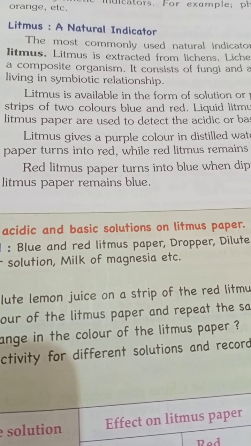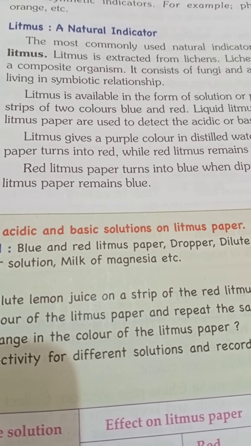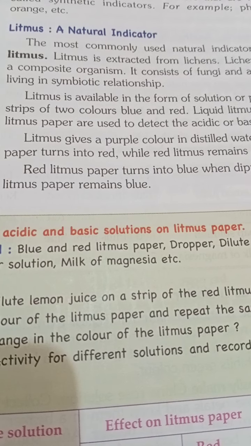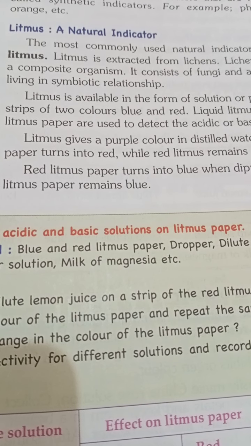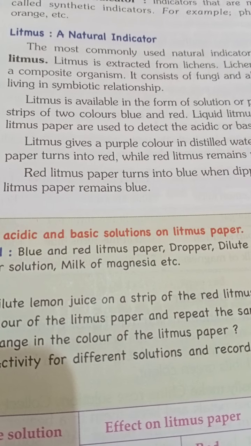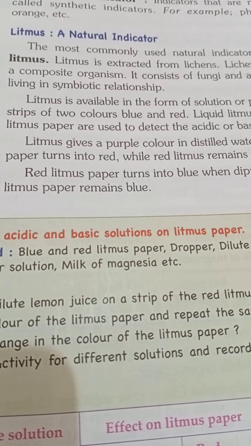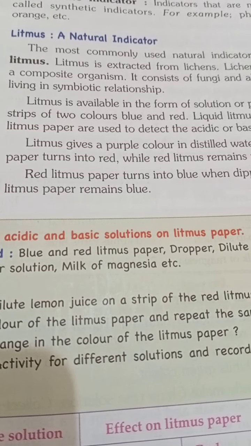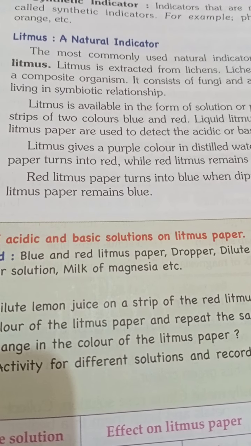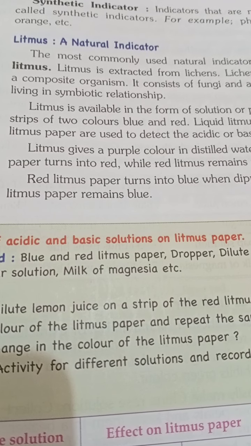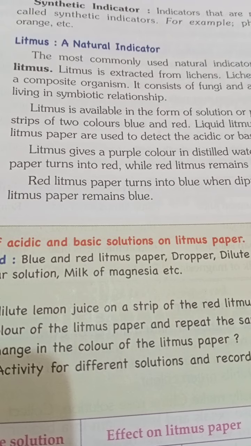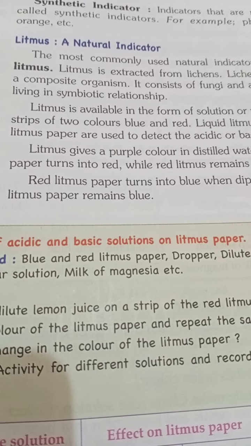Natural indicator. The most commonly used natural indicator is litmus. Litmus is extracted from lichens. Lichen is a composite organism. It consists of fungi and algae living in a symbiotic relationship. Litmus is available in the form of solution or paper strips of two colors, blue and red. Litmus paper is used to detect the acidic or basic character.